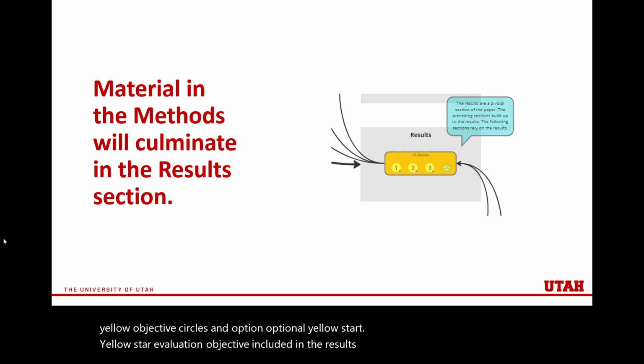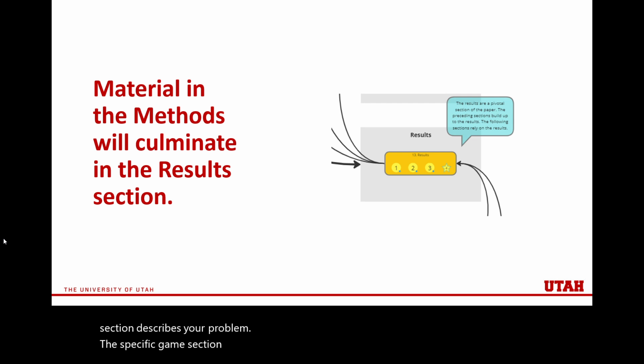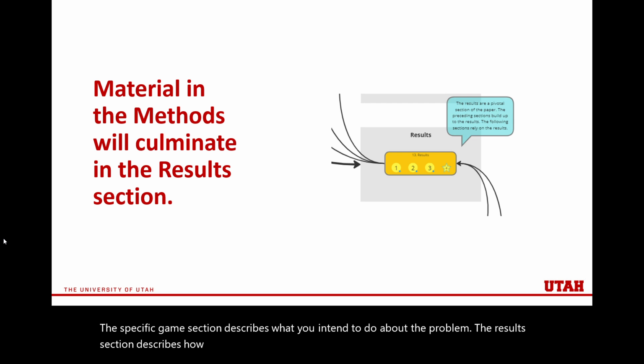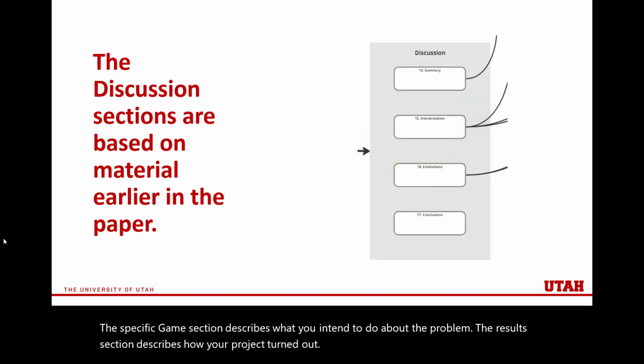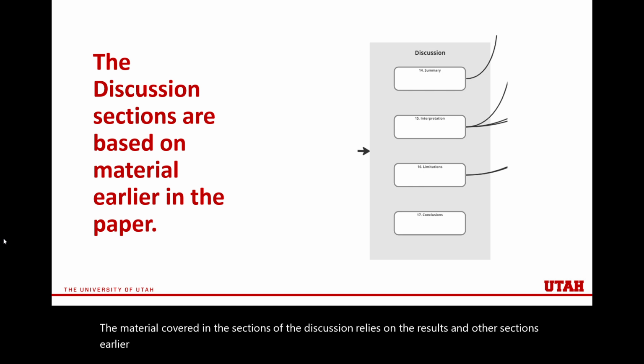The problem description section describes your problem. The specific game section describes what you intend to do about the problem. The results section describes how your project turned out. The material covered in the sections of the discussion relies on the results and other sections earlier in the paper. You'll review specifics in other videos.